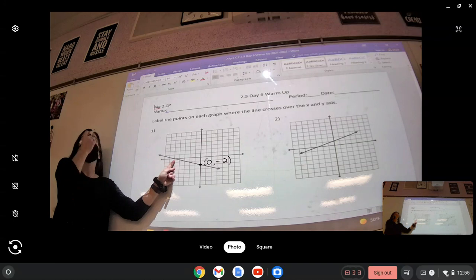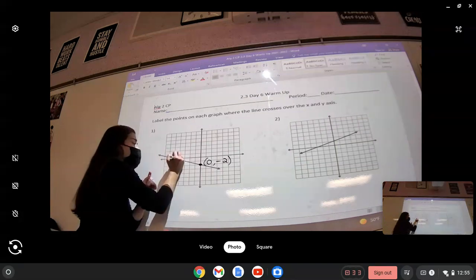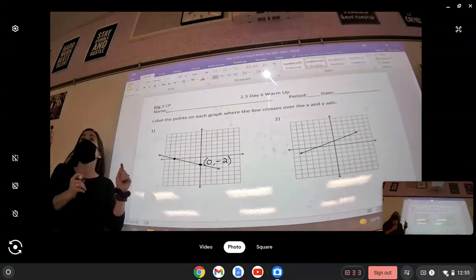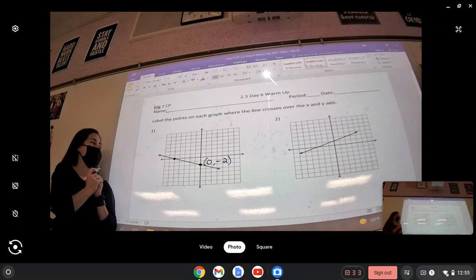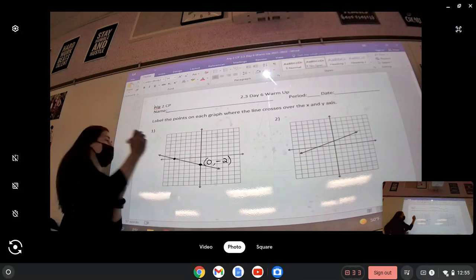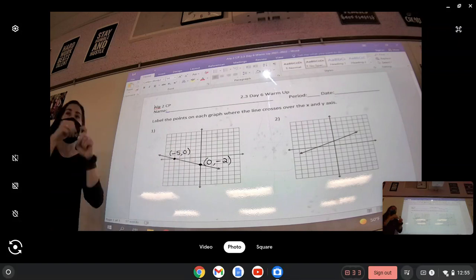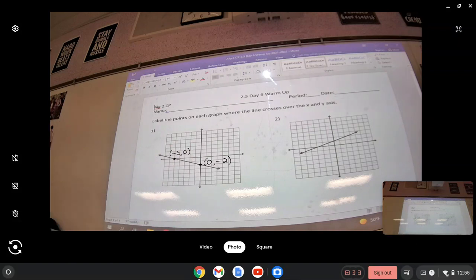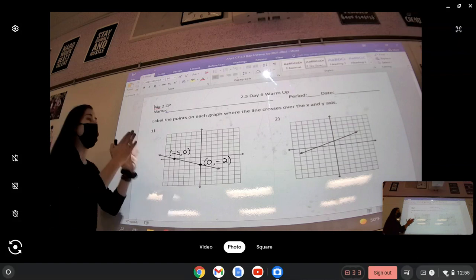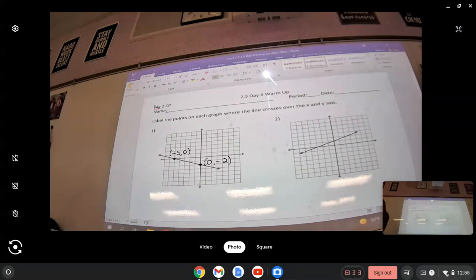All right, this point is definitely where the line crosses over the x-axis. Does anybody know what ordered pair that is? X is -5 and y is 0. So that's the ordered pair (-5, 0). So what we're going to be getting into today are these kinds of points. These points where a graph crosses over an axis are called an intercept.